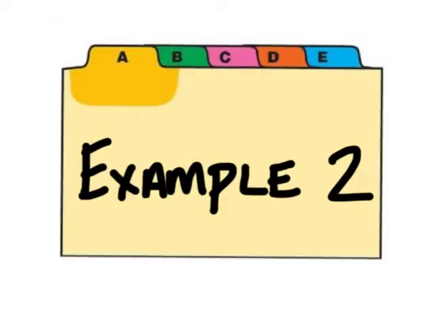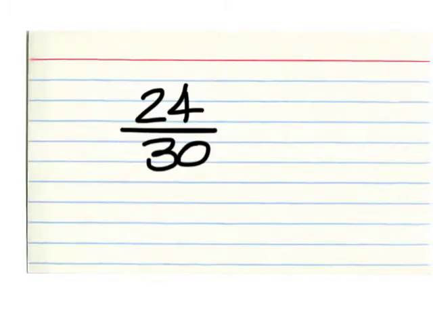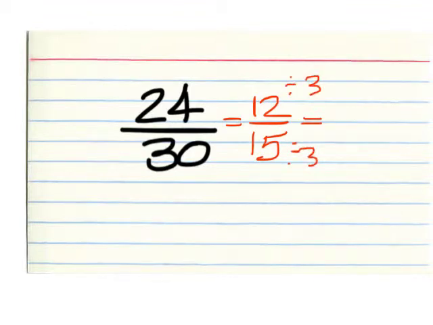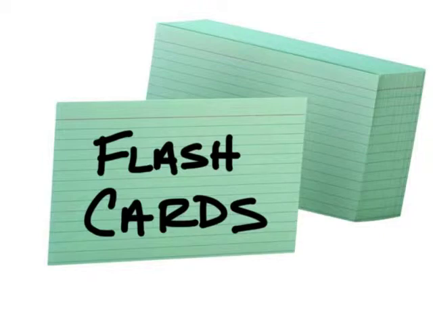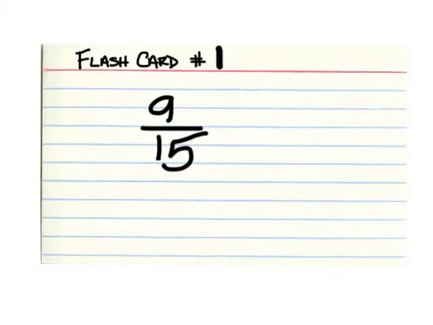1 1/2. Example number 2, 24 over 30. They're even numbers. You could make it 12 over 15, but in this case you have an even on top and odd on the bottom. See if you can think of a number other than 2 that goes into both 12 and 15. 3 goes into both. So if you divide by 3 here and then here, it would be 4 over 5. And then you're finished.